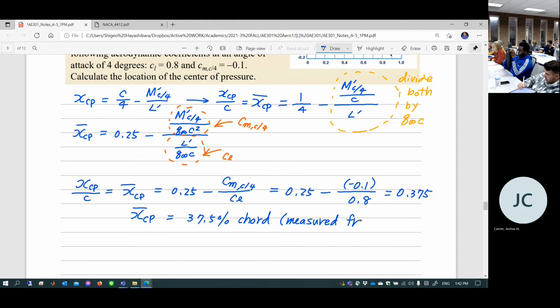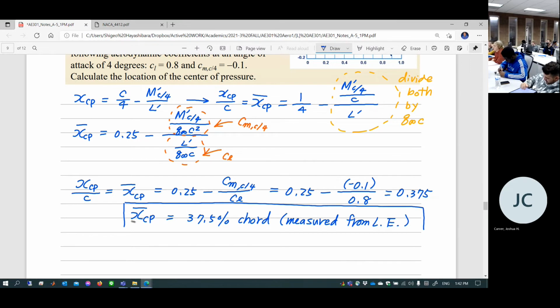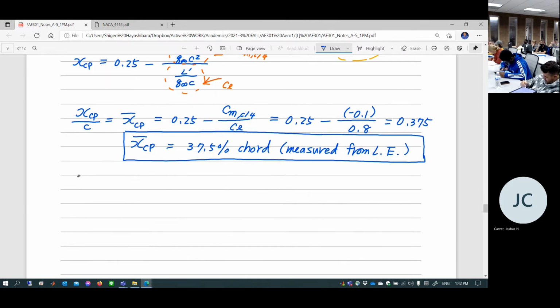This is independent of how big your cross section is. It's normalized, a dimensionless answer, and this is what we want. So this applies for small scale, large scale, medium scale, any scale, because it's dimensionless. This is the center of pressure location, normalized value, 37.5% measured from the leading edge, 0.375.